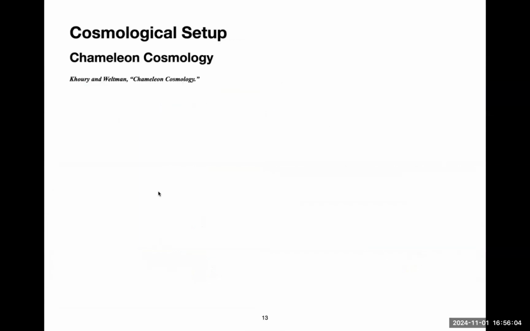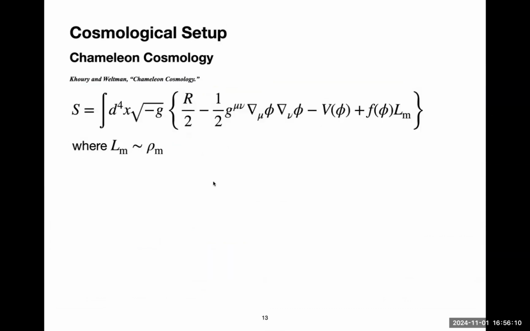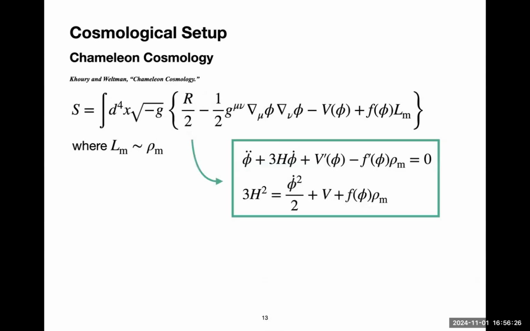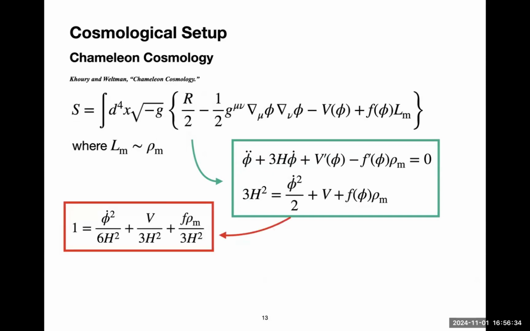So let's see the results on the chameleon cosmology that we did. The first motivation for comparing chameleon cosmology with the ODD complete system is that in the chameleon cosmology there is an arbitrary function f that is coupled to the matter sector. So we again find the equations of motion of the system and the Friedmann equations, where we rearrange the Friedmann equation to find the critical points and define the phase space variables.